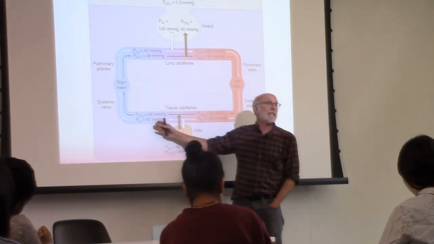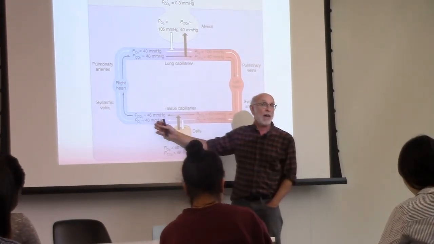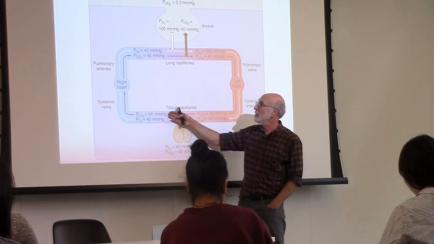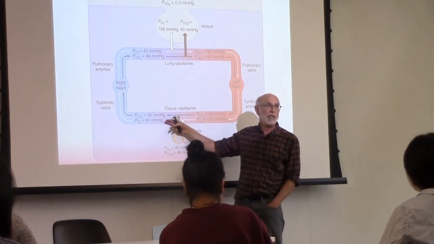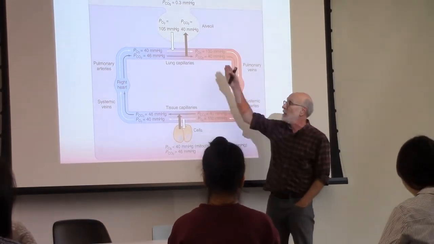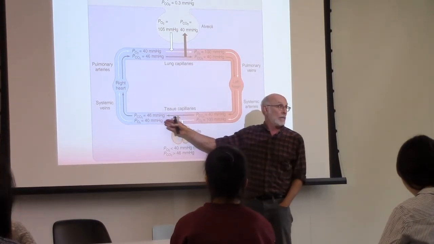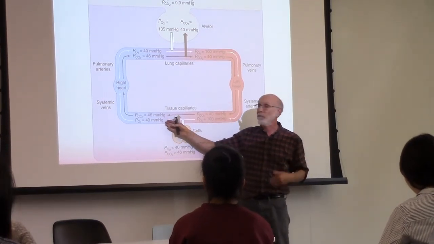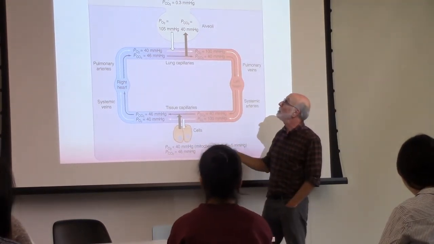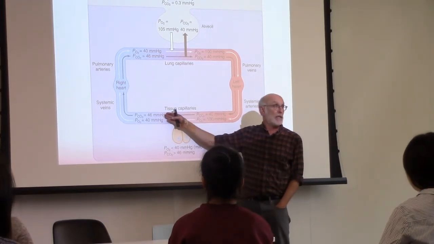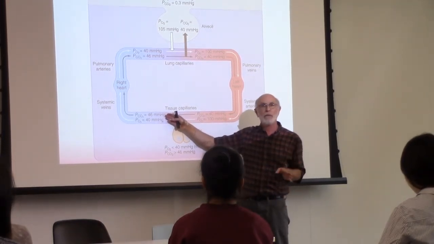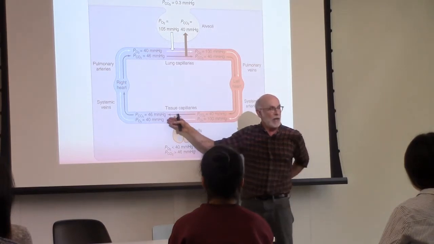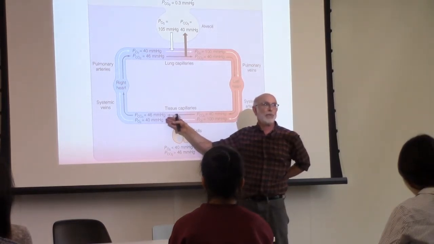It has these gas values. It has a relatively low concentration of oxygen because the oxygen that it picked up in the lungs has been consumed, absorbed by the cells. And it has a relatively high partial pressure of CO2. I want to be careful because this is not a concentration term. This is a partial pressure term.